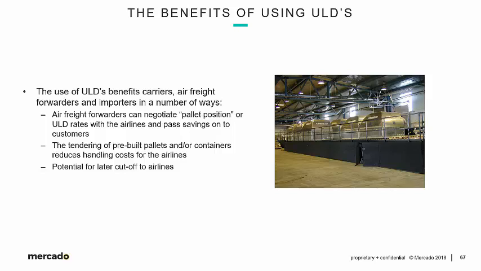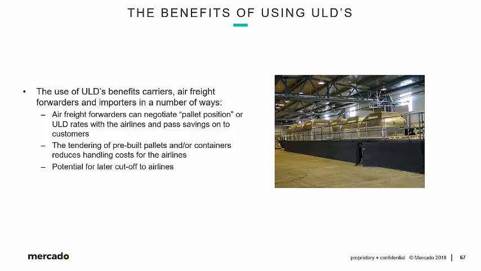Second sub-bullet, the tendering of pre-built pallets and/or containers reduces handling costs for the airlines. The forwarder's doing all the work. A forwarder in Manila, building up ULDs, building pallets. They're doing all the work and tendering the cargo already good to go to the airline. That's important to the airlines. And that lack of additional handling could drive down the price that the forwarder pays to the airline, which has the potential to be passed on to the importer.